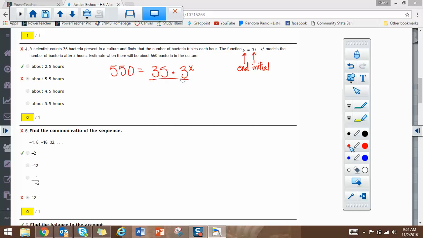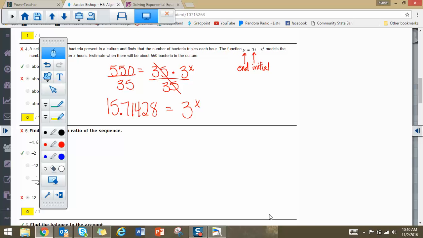So we start by dividing both sides by 35, because we're trying to get that exponent by itself. 550 divided by 35 is this really funky decimal, 15.71428 and so on, equals 3 to the x. Now we've got to get the variable by itself. So what we need to do here is take the log of both sides, or the ln of both sides.